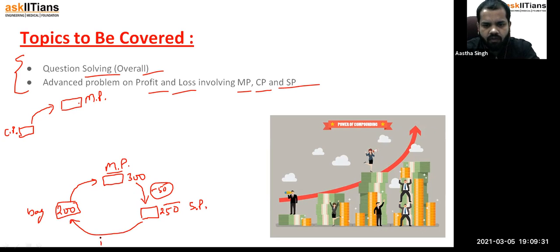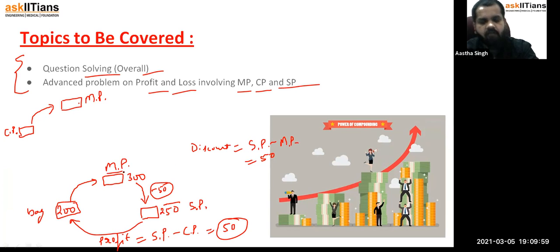This is what your profit is. The product was made for 200 rupees and you have sold it for 250. So your profit is selling price minus cost price, that is rupees 50. Your discount is market price minus selling price, that is again 50, a discount of 50. I will write all the formulas involved in MP, CP, and SP.